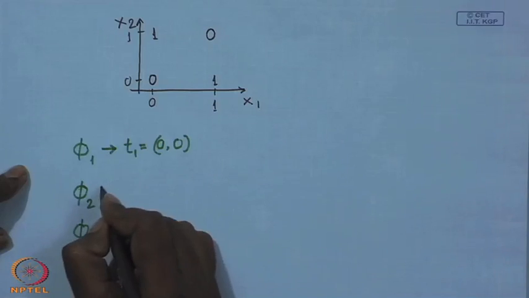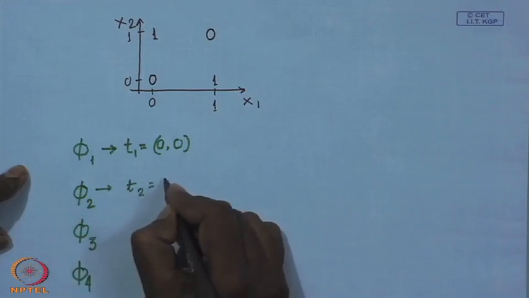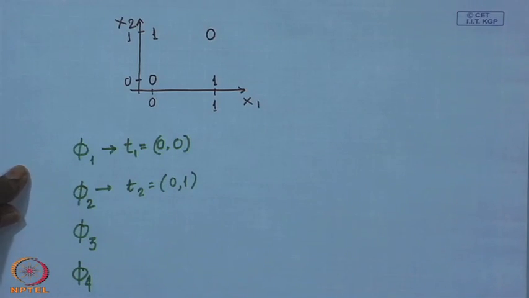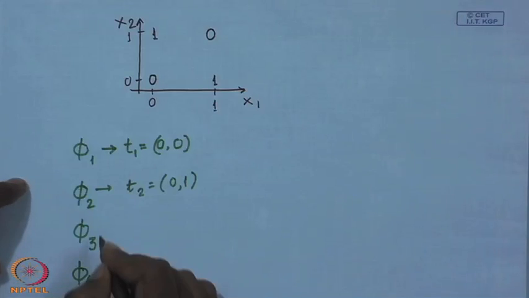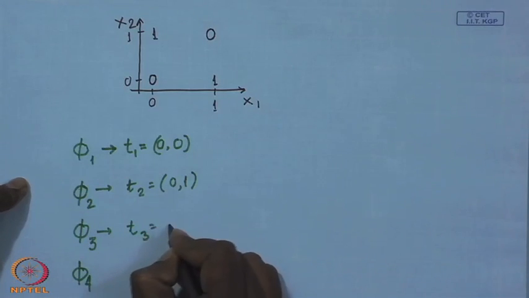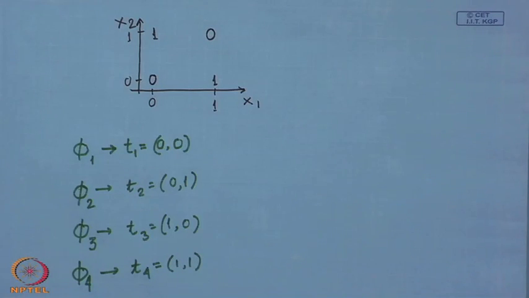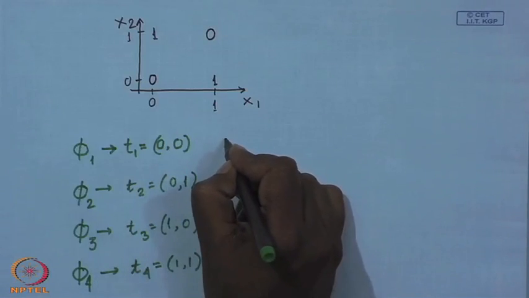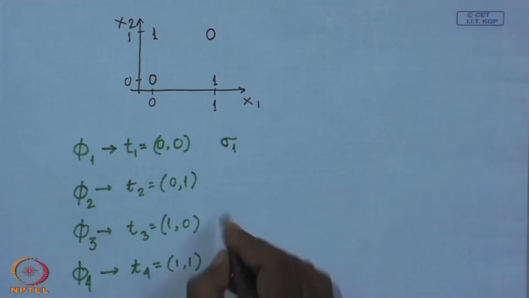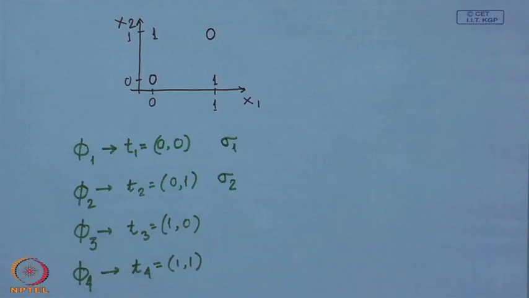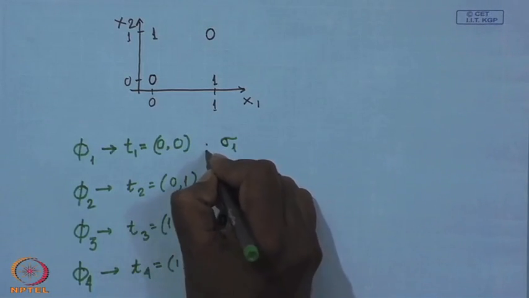Similarly, for phi 2, I can choose T 2, which is 0 1. That is the receptor of the radial basis function phi 2. Similarly, the receptors of the other radial basis functions I can choose as T 3 equal to 1 0, and T 4 equal to 1 1. So, these are the 4 receptors for the 4 radial basis functions. Next, I have to choose the spread sigma 1 for the first radial basis function, sigma 2 for the second, sigma 3 for the third and sigma 4 for the fourth radial basis function.